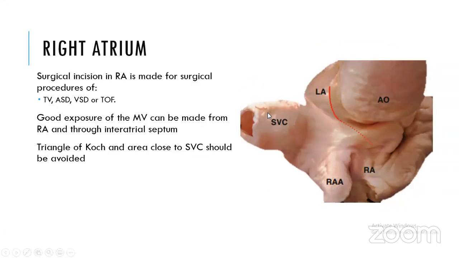Also, surgical incision in the right atrium is made for surgical procedures of the tricuspid valve, ASD, VSD, tetralogy and others. Also, good exposure of the mitral valve can be done through the right atrium, either by penetrating the septum or cutting from the septum till the roof.